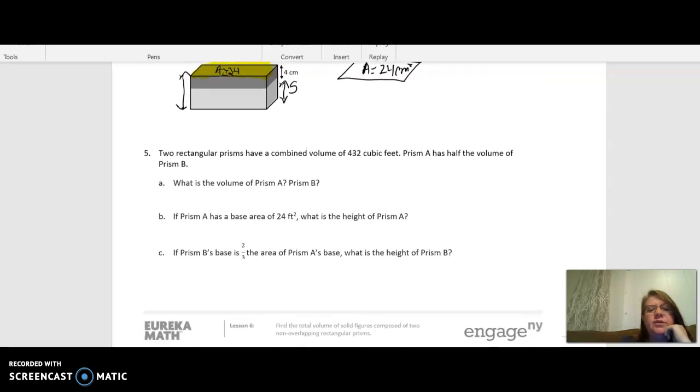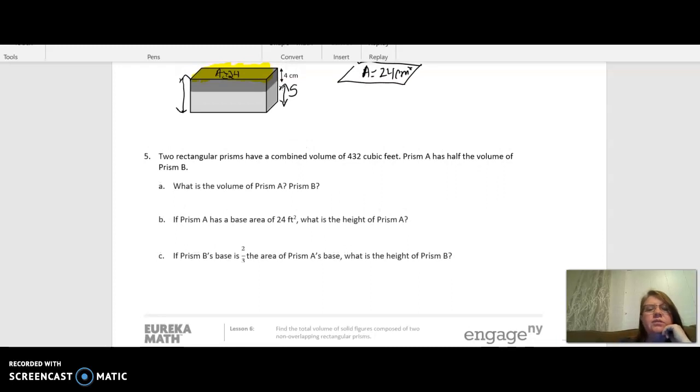I'm going to take a look at question 5 with you, all right? 5 says 2 rectangular prisms have a combined volume of 432 cubic feet. Prism A has half the volume of prism B. So you've got 2 rectangular prisms, right? They could be stacked or they could be separate.